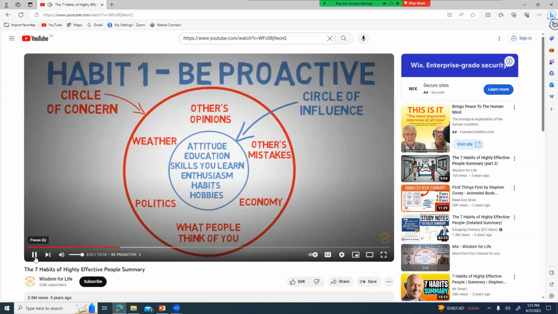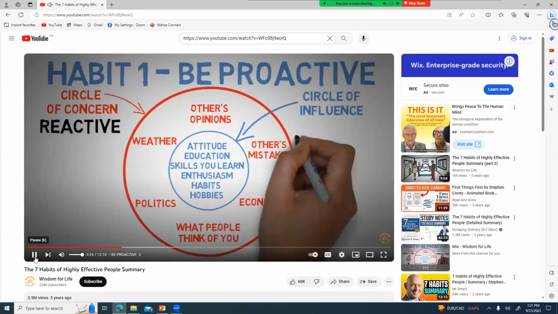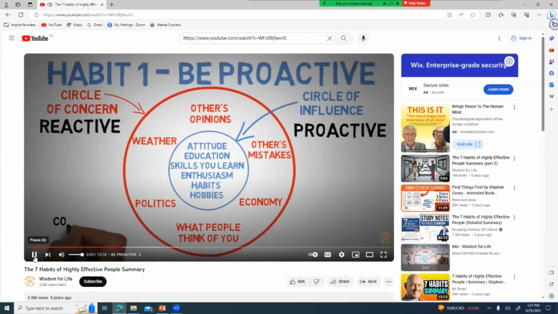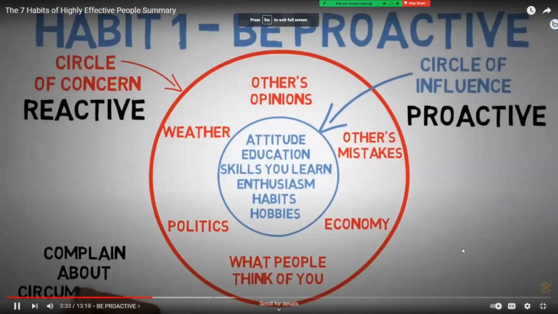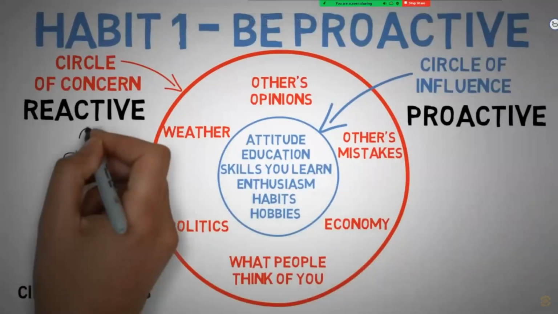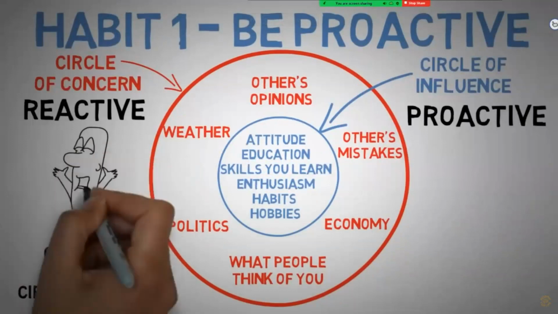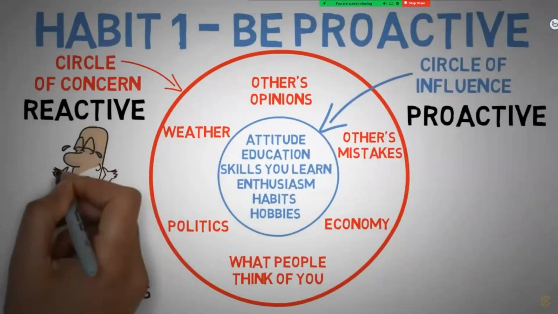With that said, there are two ways to live life. You can either be reactive or proactive. Reactive people complain about the things that are out of their control. Their environment and outside forces affect their performance and their mood. Additionally, they don't take action or ownership of the things that they can control.